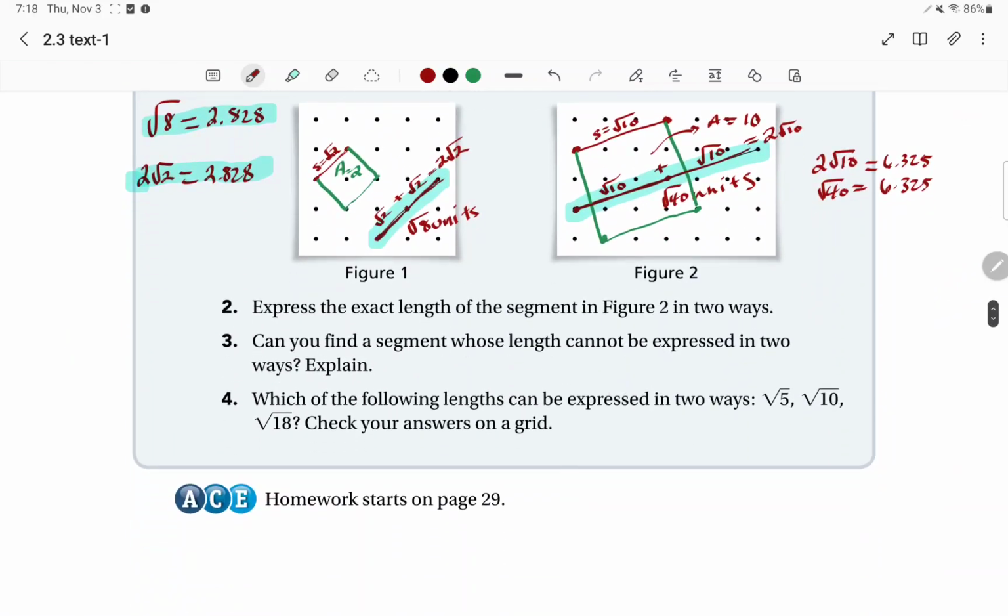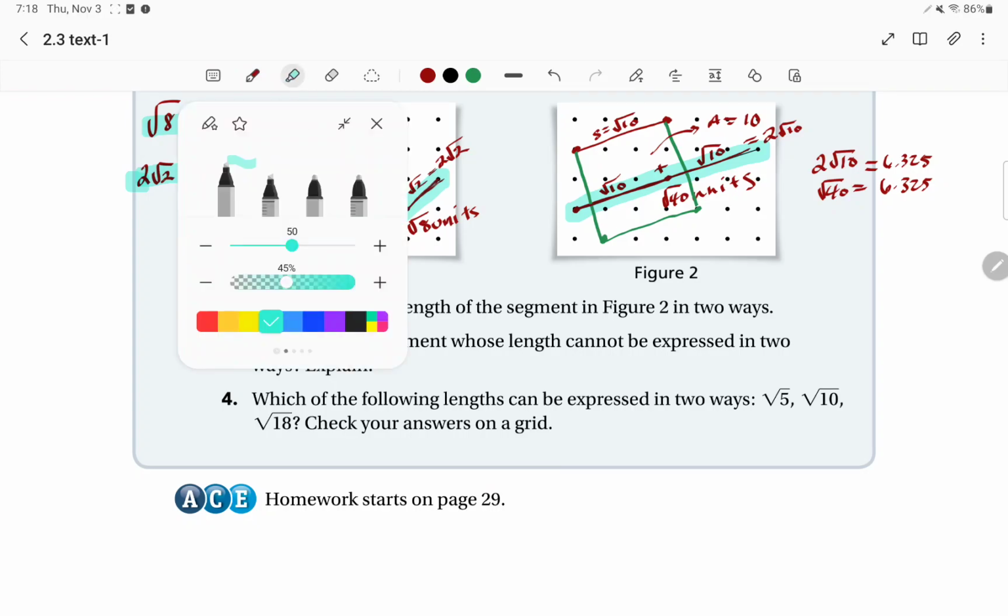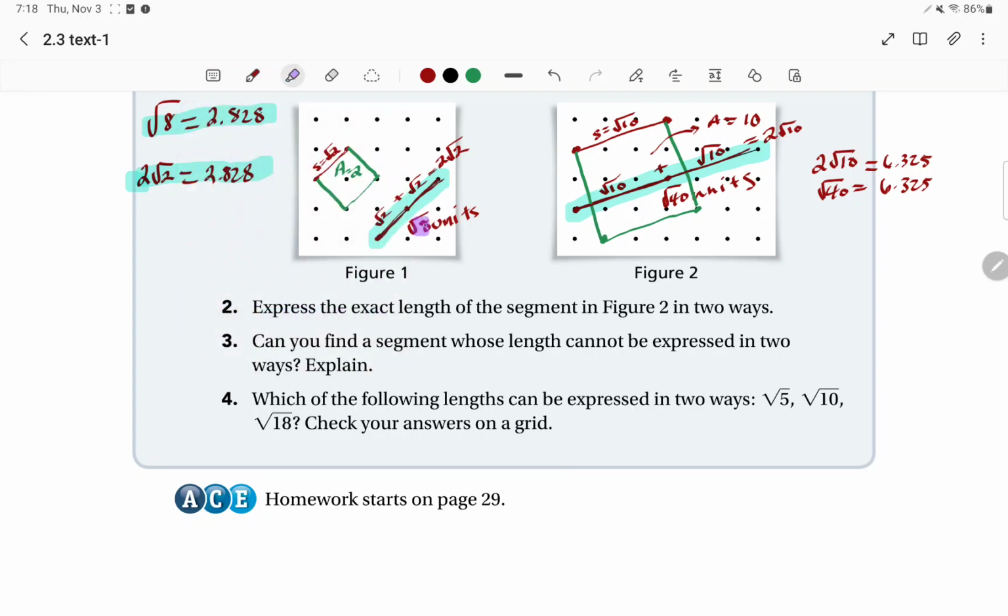Number 3, can you find a line segment whose length cannot be expressed in 2 ways? Absolutely. There are ones that cannot be represented in 2 ways, and I'll give you a hint. The one thing that these both have in common, the square root of 8 and 40, is they're both divisible by a perfect square. Okay, so square root of 8 is divisible by 4, and this is divisible by 4, because the square root of 4 is 2.